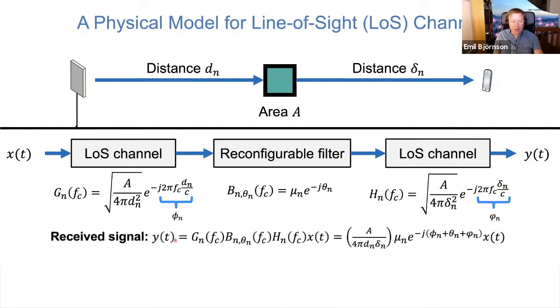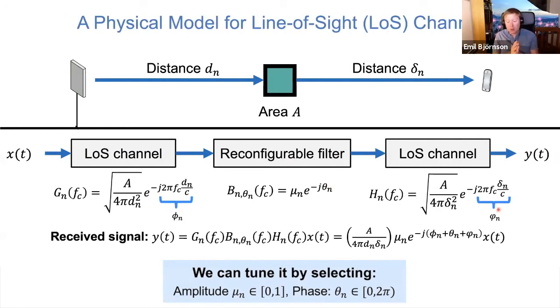That means that when we are computing our received signal, it should be the product of these different frequency responses and the signal that we're sending. In that case, you get the product of these amplitude parts. You have this here. So you have the area, you have 4π, you have the product of the two distances. Then you have the amplitude change from the reconfigurable filter. And then you have the joint effect of this phase shift and this phase shift.